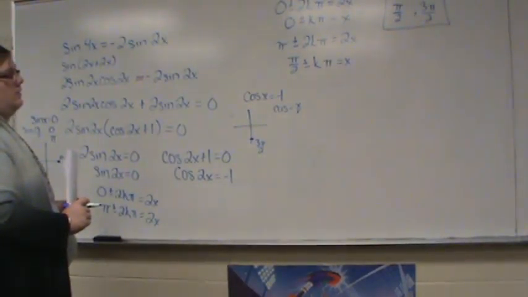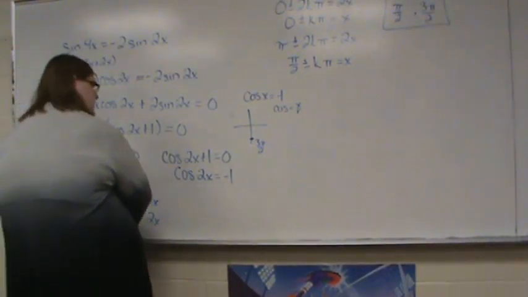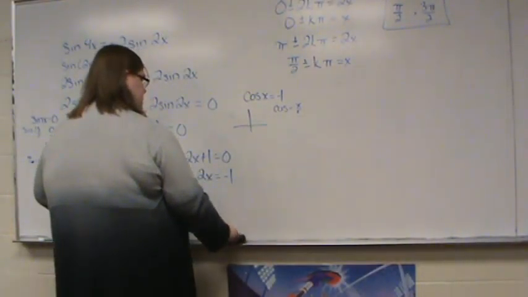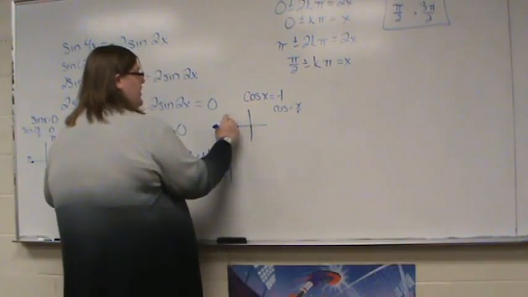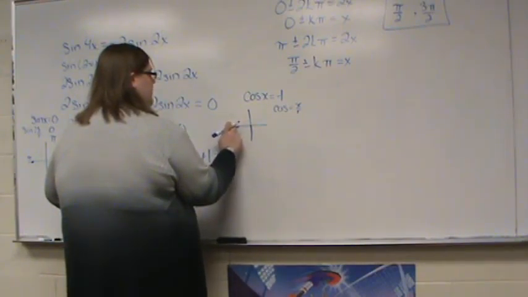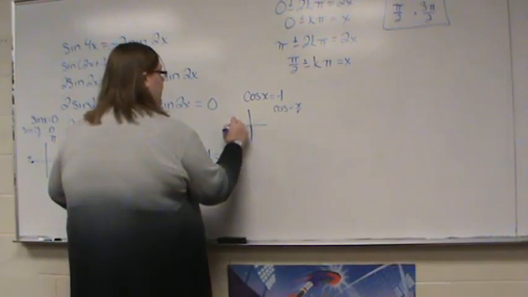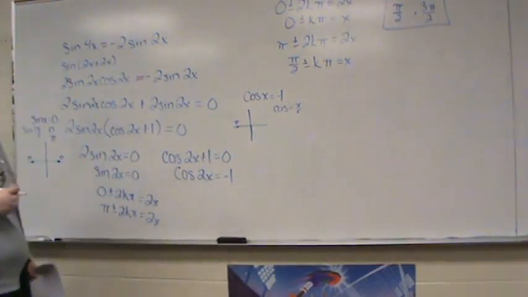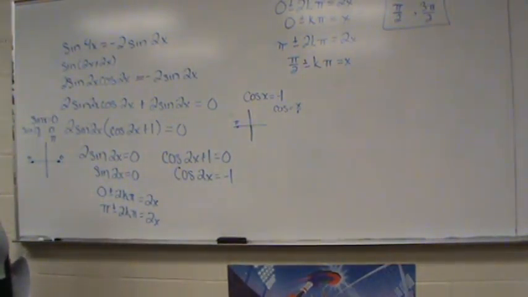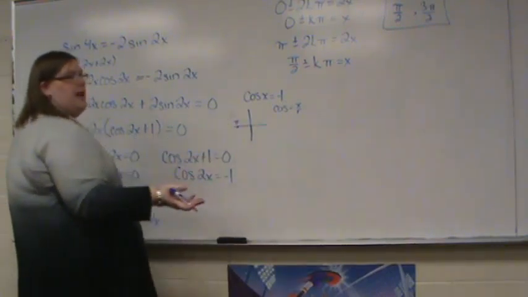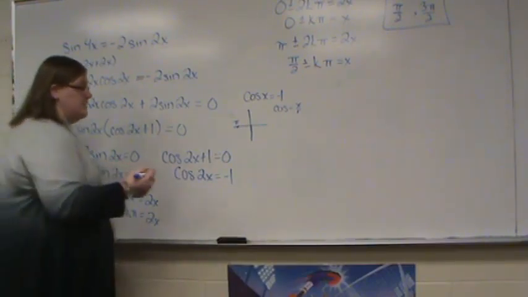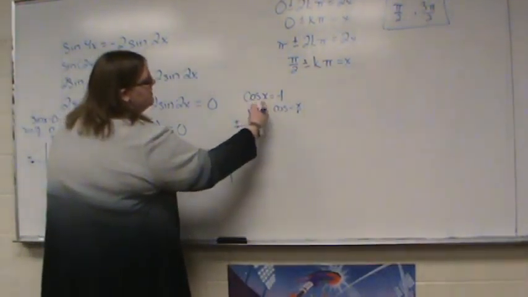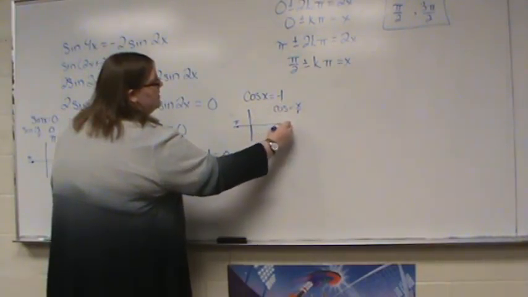Wait, no, that's, oh, sorry. No, it should be up. I apologize. It's at pi. So, is that our only spot where x can equal negative 1? Yes, so our only answer for cosine x equals negative 1 is pi.